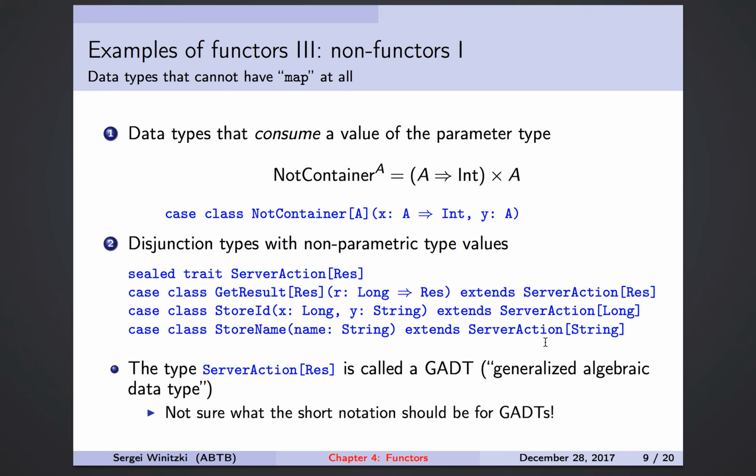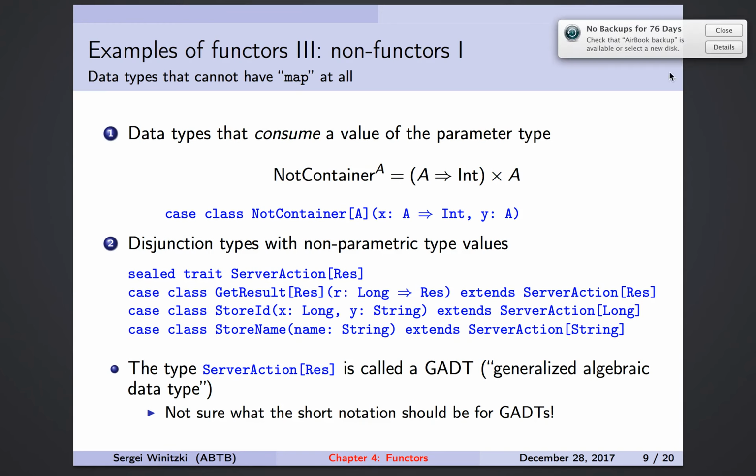So these kind of disjunction types are called generalized algebraic data types. And I don't have short notation for them that's very useful. And at this point, I'm not sure what that short notation should be and how to reason about them in terms of data containers, because they are not data containers. They're very odd type constructors if you try to think about them as containers. They may be very useful, certainly are very useful in a number of situations, but as containers they fail.